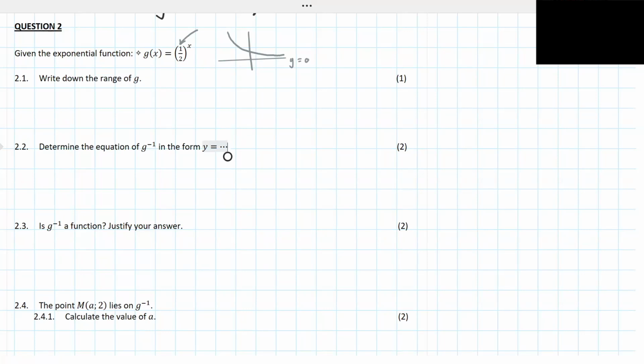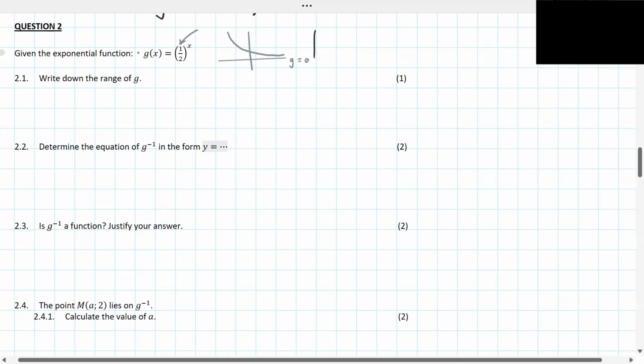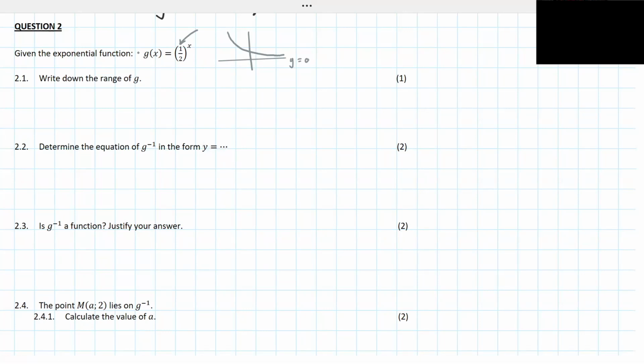Range, remember, refers to your y values. And so all the y values where this graph exists is everywhere above the x-axis. And so my range would be y greater than 0. We are not including 0 because remember, that's my asymptote. It can't be included, but y greater than 0.